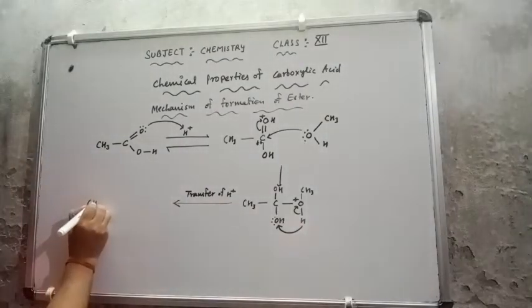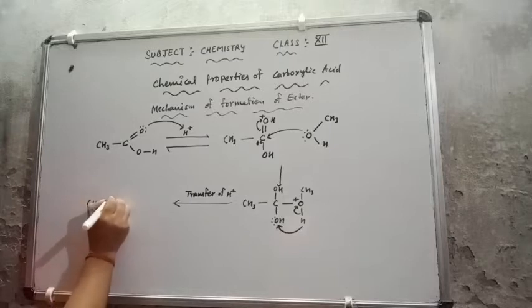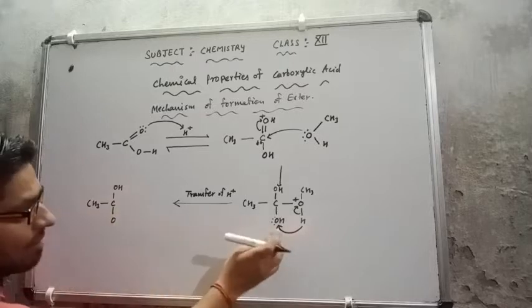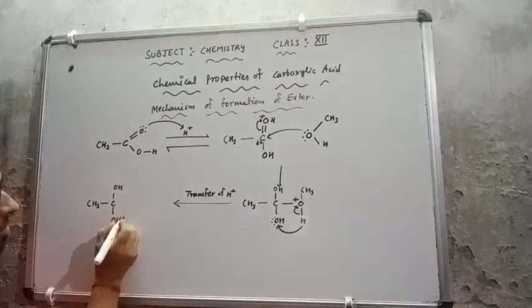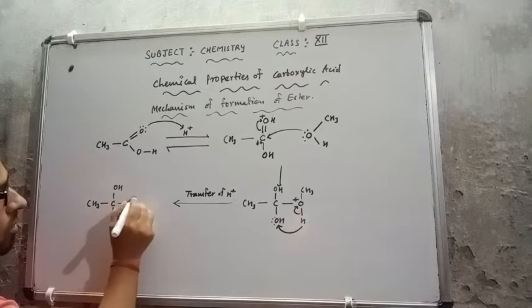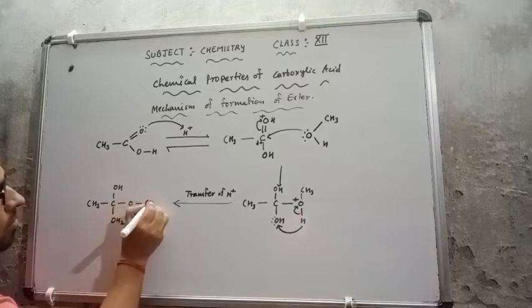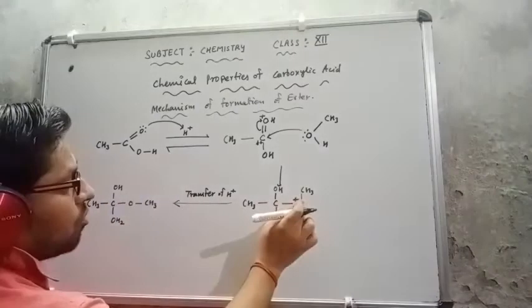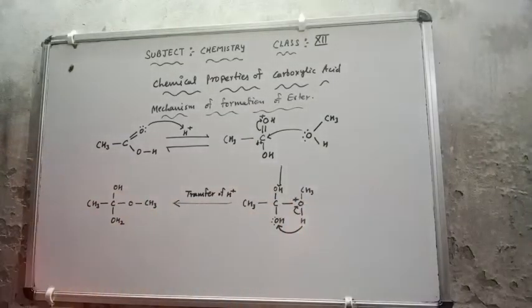So what I am getting here is CH3 single bond C, single bond OH, single bond OH2 coming here, so this will be OH2, single bond oxygen, and this is single bond CH3. Because the bond has given the electron to this, the positive charge is neutralized.